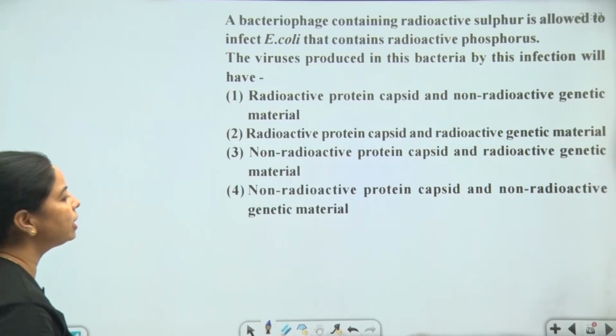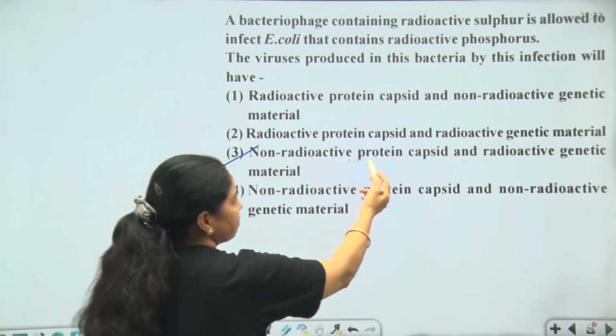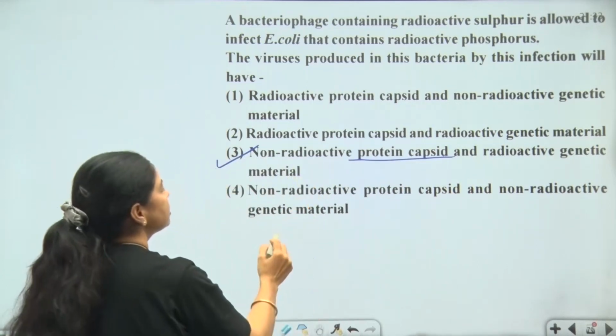Let's move to the question here, and we can see that the third option, that is showing non-radioactive protein capsid and radioactive genetic material, is the correct answer.